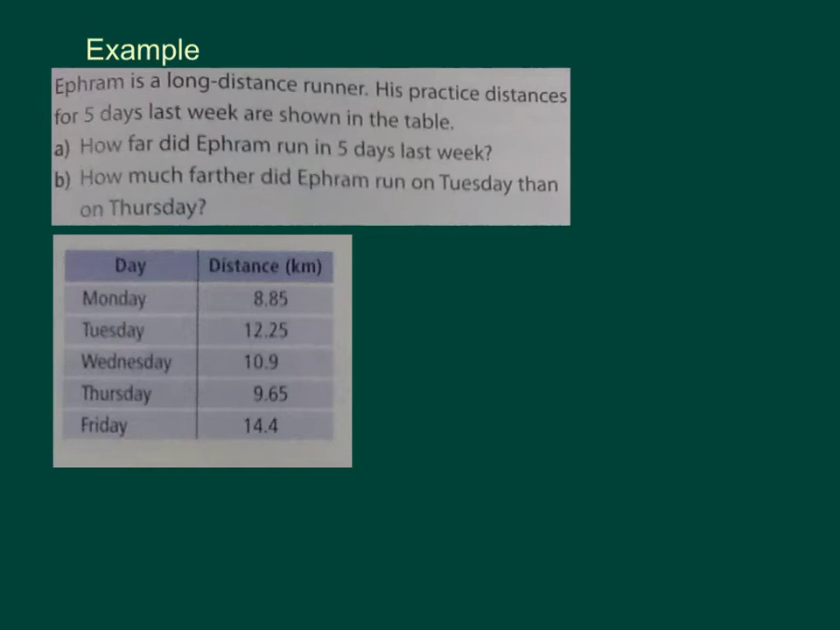Let's look at this example. I'm on page 97 in our textbook if you want to follow along. Ephraim is a long-distance runner. His practice distances for 5 days last week are shown in the table below. Part A is how far did Ephraim run in 5 days last week, so Monday through Friday. Part B says how much farther did he run on Tuesday than Thursday. In the table, we can see each day and the distance he has run. For part A, they want to know the total distance he ran Monday through Friday. We see all these decimals, 8.85, 12.25, 10.9, 9.65, and 14.4. We need to add all those numbers up to see how far he ran in the week.